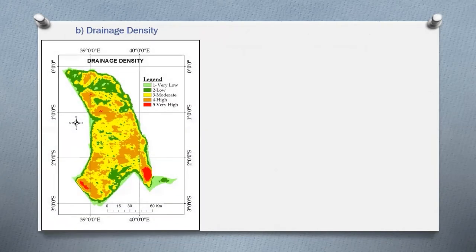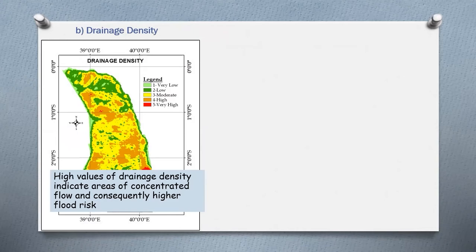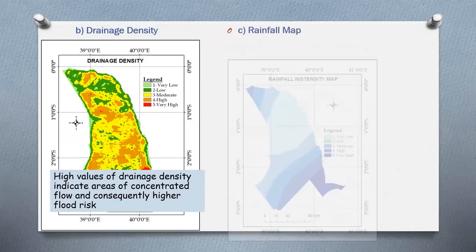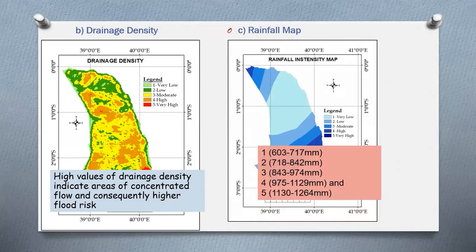So the drainage density, we made it using the flow accumulation, and the high values here show the area is very vulnerable to flooding. The other factor was a rainfall map, which we made here. You can see that most of the lowland areas are receiving higher rainfall, and the higher part in the middle has low rainfall.